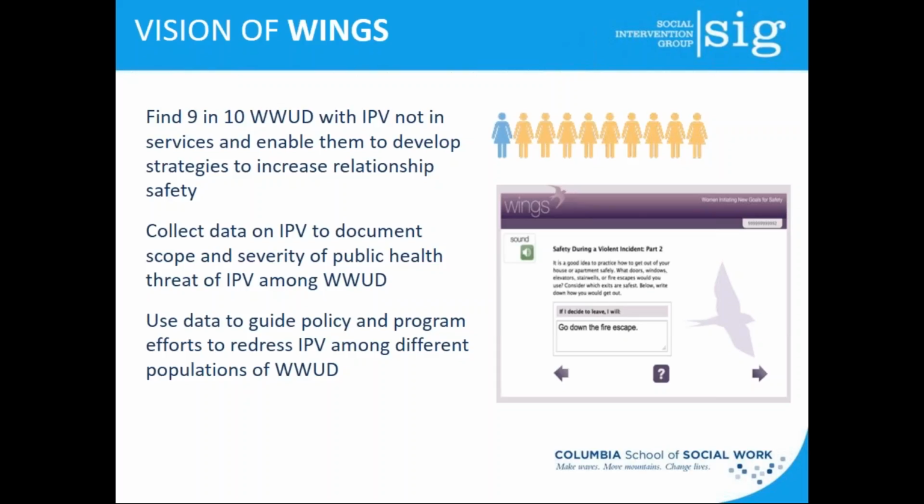So I just want to again communicate our vision of WINGS with you all. And it really is to help find those 9 in 10 women who use drugs, who are experiencing IPV, who are not receiving services, and enable them to develop strategies to increase relationship safety. We're also very concerned about the ongoing need to collect data on different types of intimate partner violence to document the scope and severity of this severe public health threat of IPV among women who use drugs, and data that can hopefully guide policy and program efforts to redress intimate partner violence among different populations of women who use drugs. And I just want to thank you all for continuing throughout this webinar with me, and thank you to Tracy and Misty for hosting me.